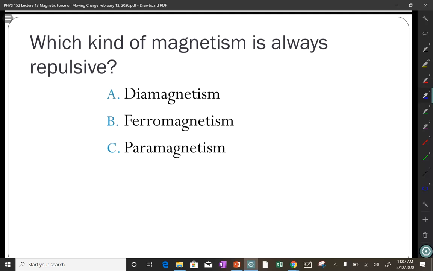Isn't ferromagnetism and other things too? Besides iron, yes.